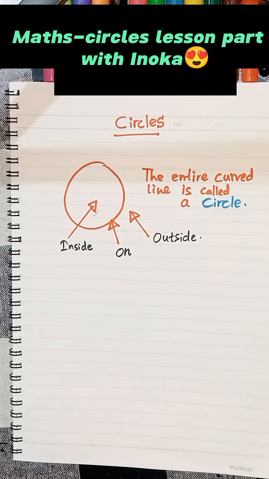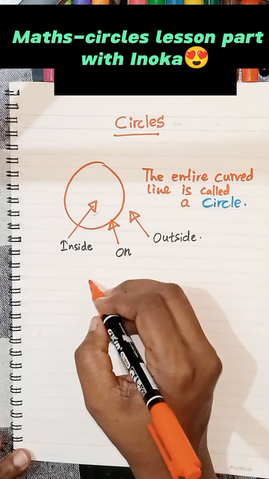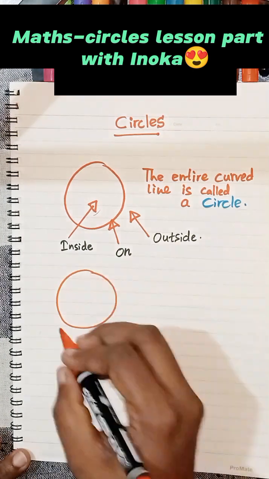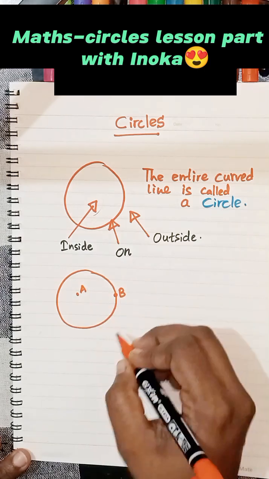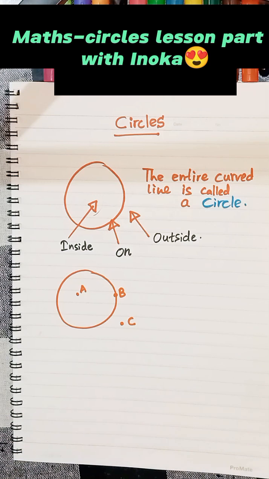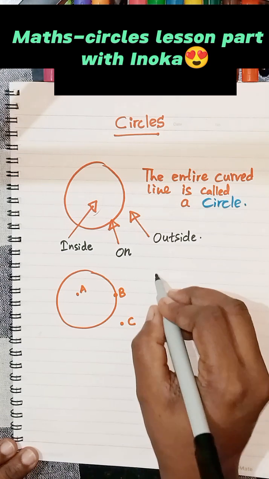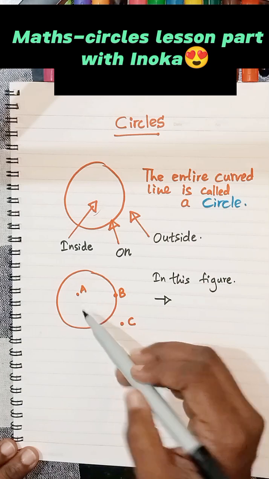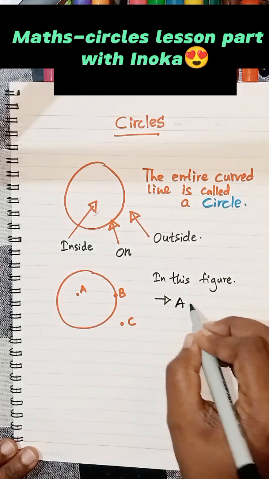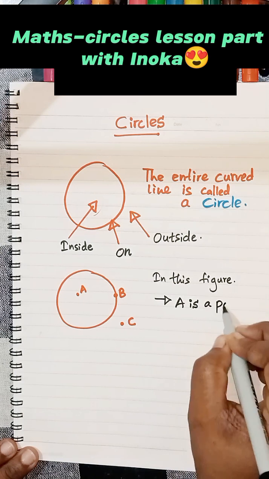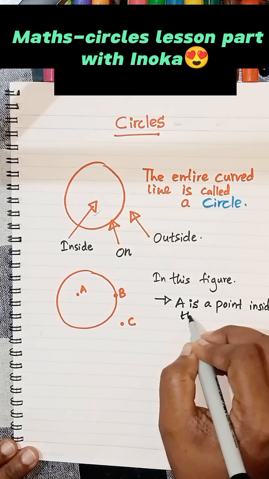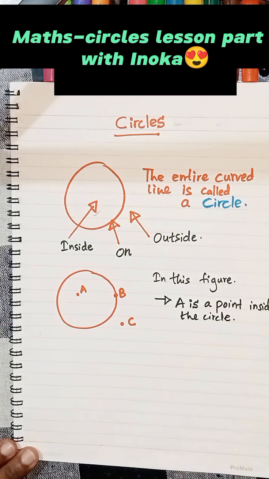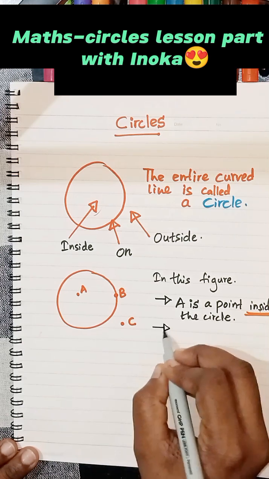Now I'm drawing another circle to show you inside, on, and outside. This is the circle, and I'm writing some letters to show you positions. A is where, B is where, C is where. In this figure, A is where? A is a point. A is a point where? Inside, on, or outside? Inside the circle. Inside the circle.